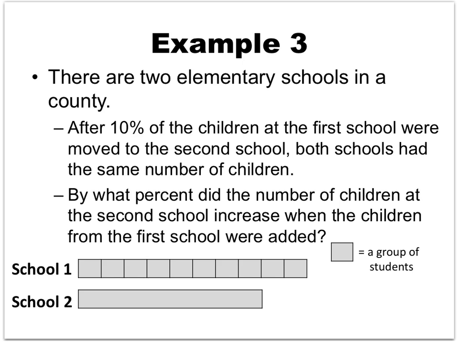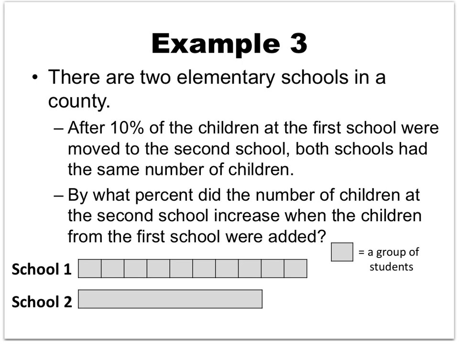We're going to draw a big long strip there for school 1, and I'm going to break that up into 10 pieces, again because we're talking about 10%. And so each one of those boxes represents a group of students, which equals 10% of the students in school 1. So one long strip there for school 1. Then we're going to draw a smaller strip for school 2.